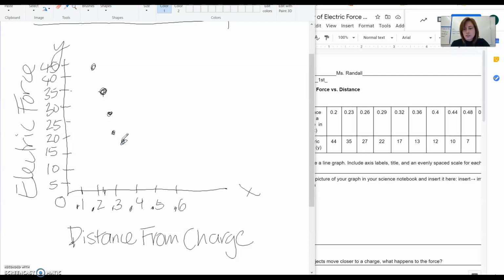Next we have 0.36 and 13. So 0.36 will be there-ish. 13 is going to be a little bit before 15. Next is 0.4. 0.4 is the same thing as 0.40. So 0.4 is actually on our scale. And then 12 is going to be about there. So we'll make that dot there. 0.44 is going to be here-ish, a little bit in between 0.4 and 0.5. And that one's at 10, which is on our scale.